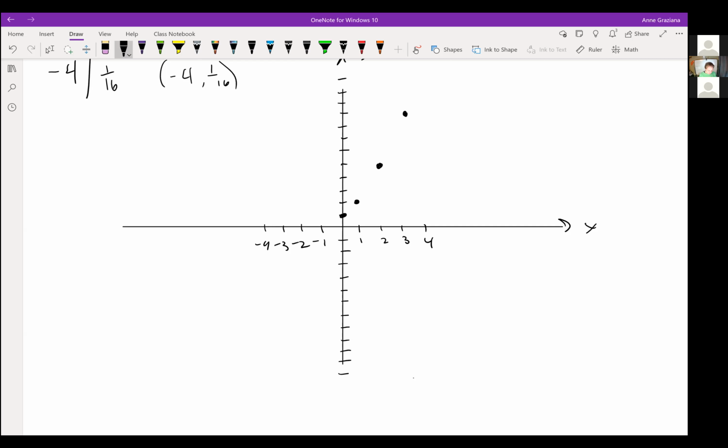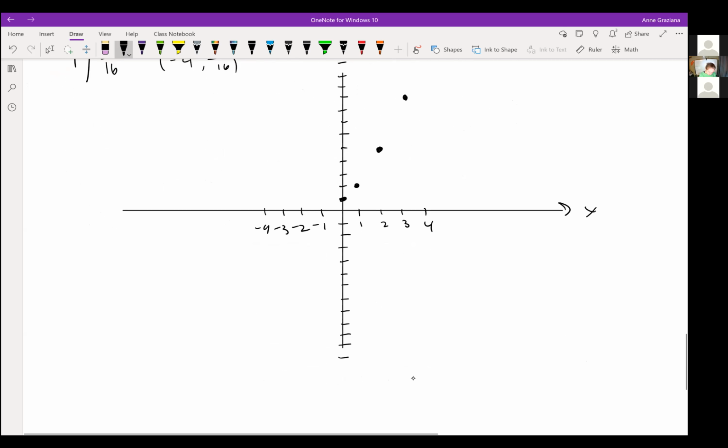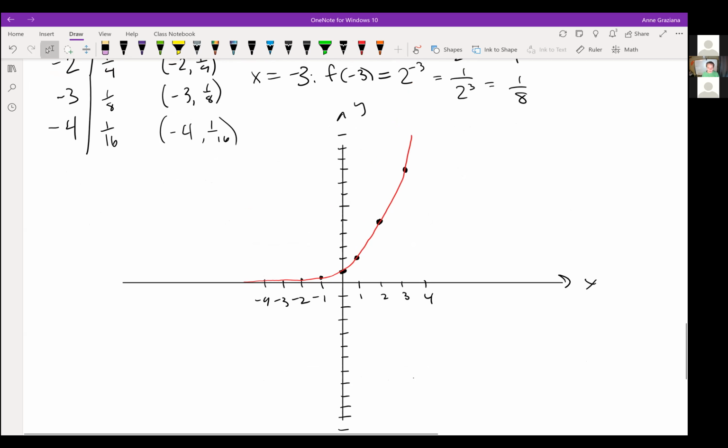Now if I go to -1, that's 1/2. -2 is 1/4. You see these are going to get very, very close. So this graph is going to look like this. On this side, it's going to coast right along the x-axis, and then once it gets positive, it's going to shoot right up. So this is f of x equals 2 to the power of x.